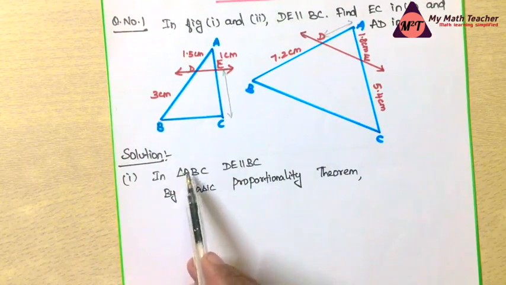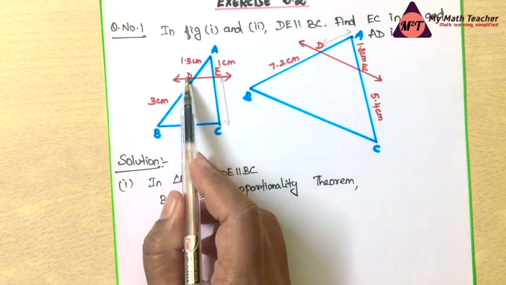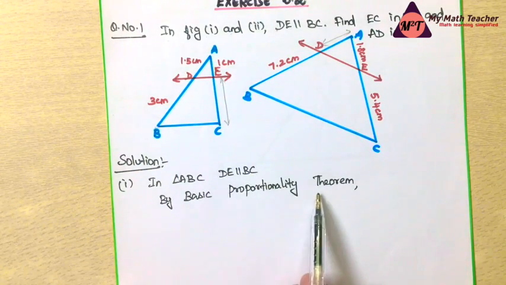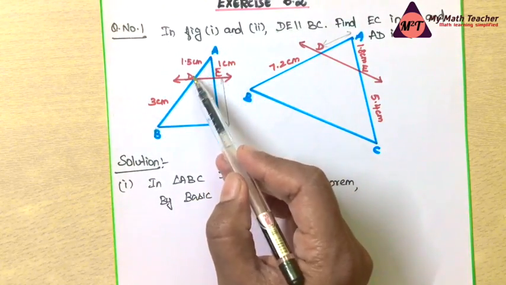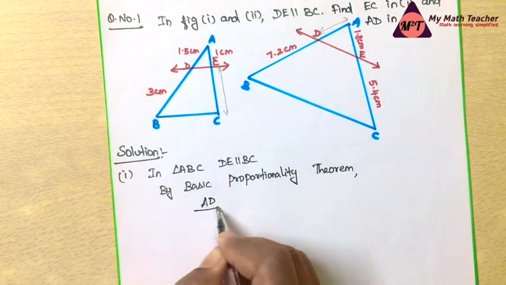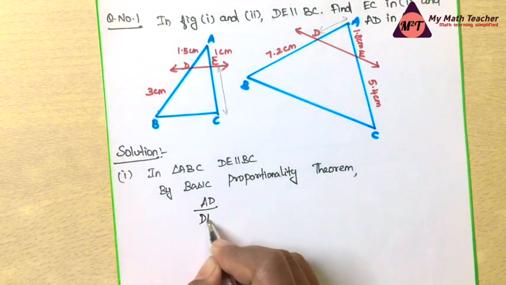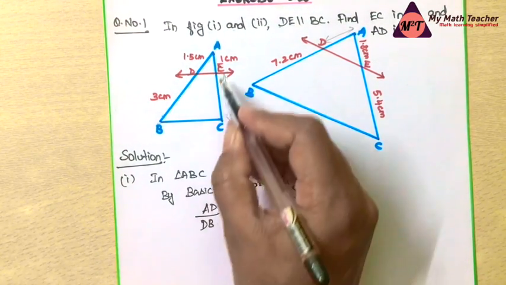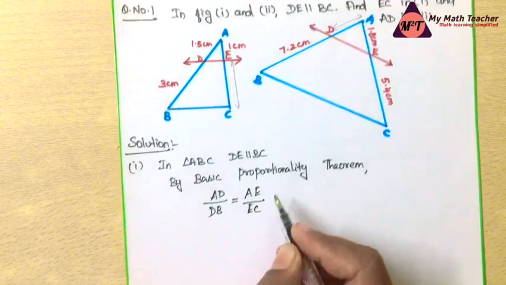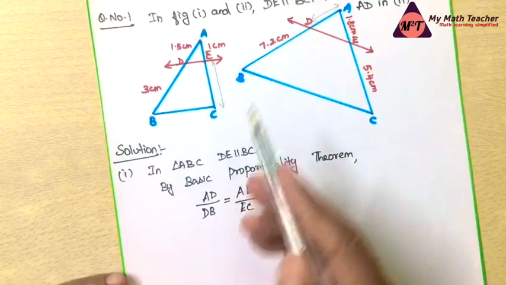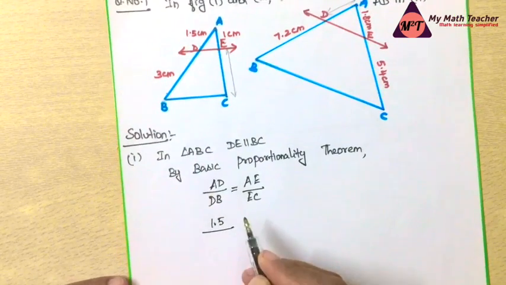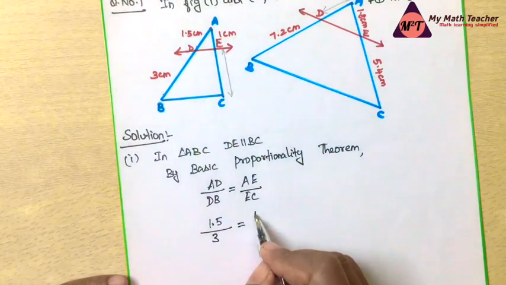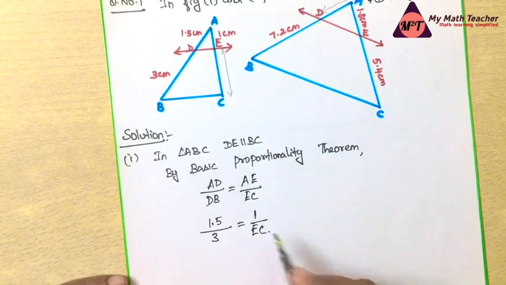The first one, in triangle ABC, it is given that DE is parallel to BC. So by basic proportionality theorem, we can say that AD divided by DB is equal to AE divided by EC. Now substitute the values which are given. AD is 1.5 divided by DB is 3, which is equal to AE is 1 divided by EC. We need to get the EC value.